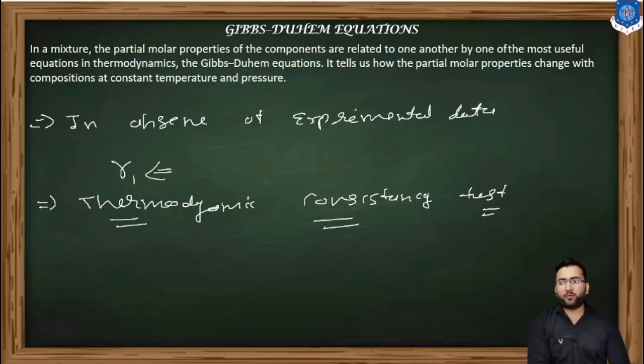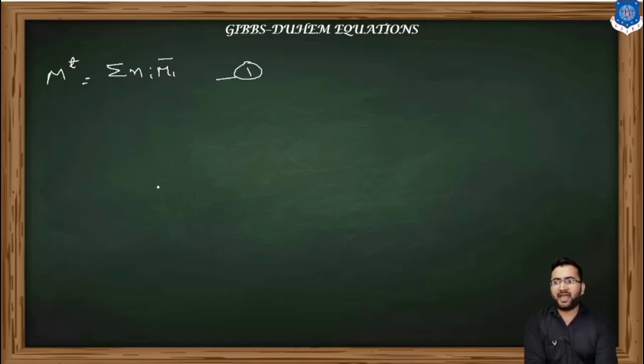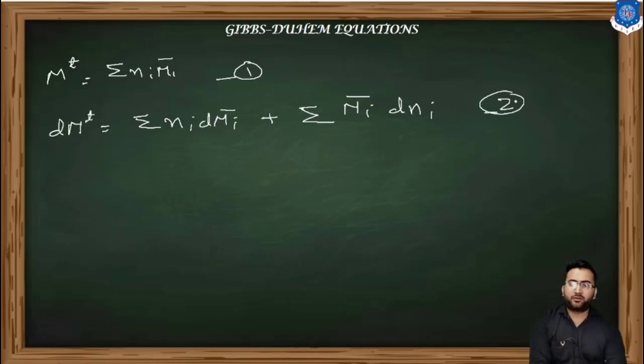For partial molar property, we know that Mt is equal to summation of Ni into Mi bar. So this becomes our equation number 1. At constant temperature and pressure, differentiating gives dMt is equal to summation of Ni dMi bar plus summation of Mi bar into dNi. So this becomes our equation number 2.